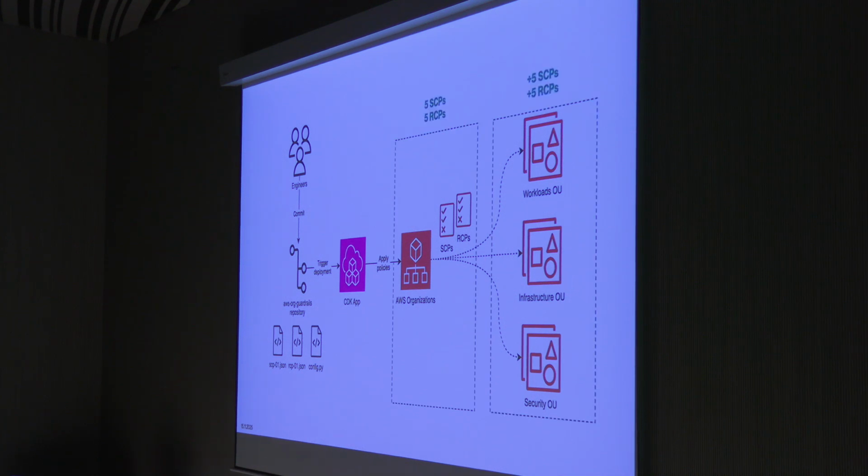First of all, with service control policies and resource control policies, there is a very small limit. You can only attach 5 SCPs and 5 RCPs at each node in your organizational hierarchy. And by a node, I mean either an OU or an account. So we only have 5 SCPs at each level.